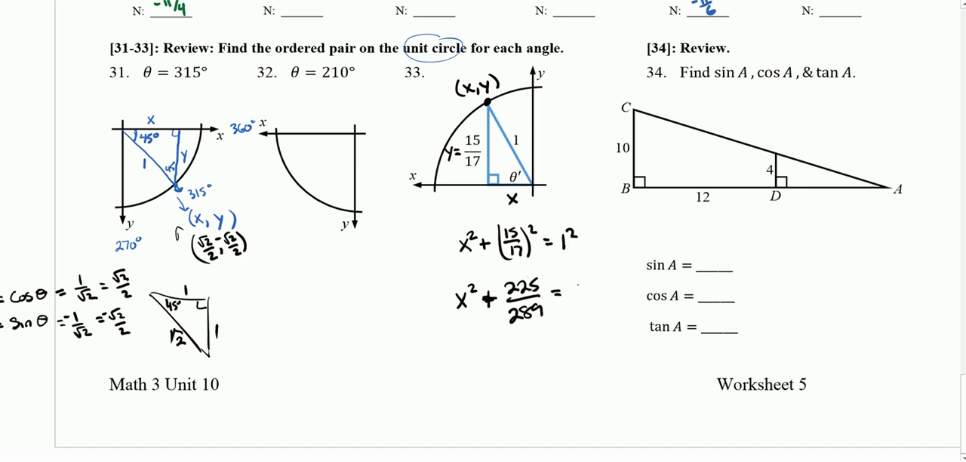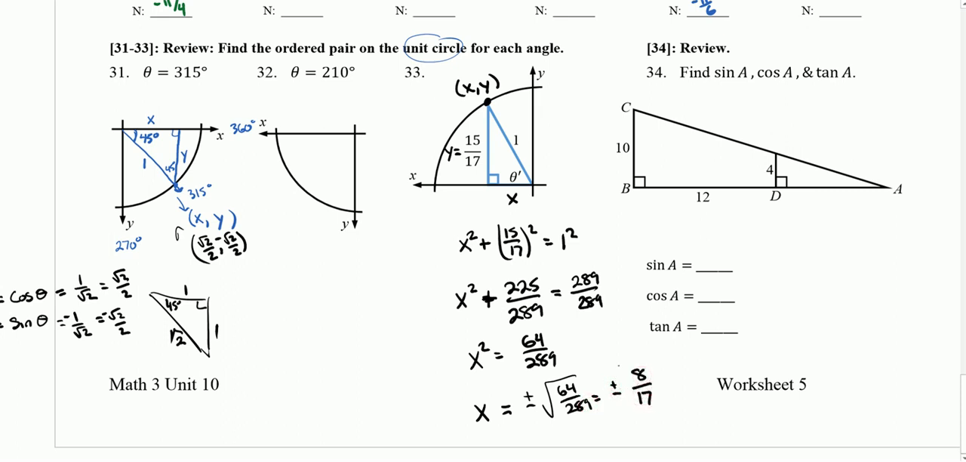But I see I have a fraction, so instead of writing a 1, I'm going to write 289 over 289. Subtract 225 from 289. We end up with x squared is 64 over 289. And then when we take the square root, we end up with x is, could be positive or negative, square root of 64 over 289, which is positive or negative 8 over 17.